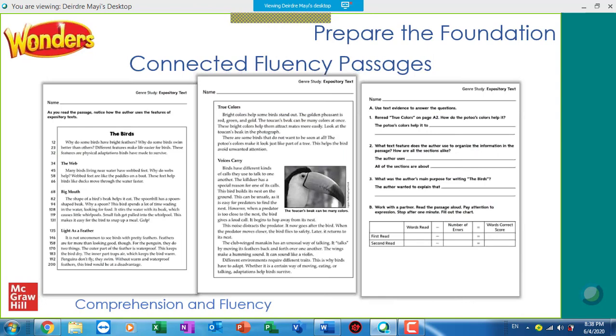Where fluency is concerned, become more fluent. You will find within the practice pages for comprehension and fluency, there are passages that students are able to read and subsequently answer comprehension questions about. But you might want to help teach your students how to assess each other's fluency. And this is something that they really enjoy doing.